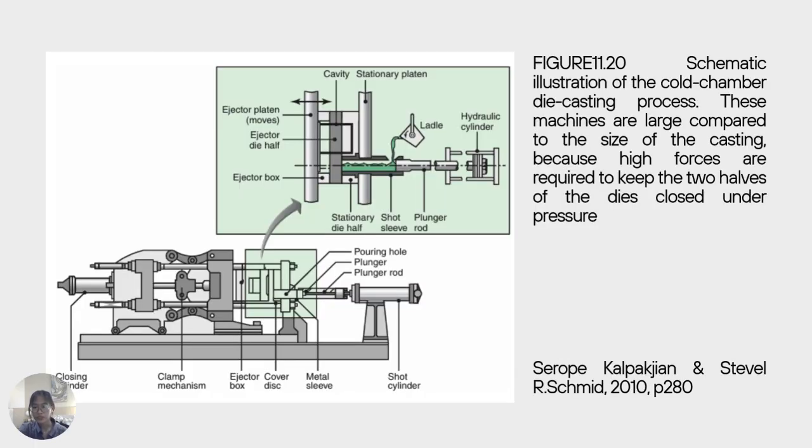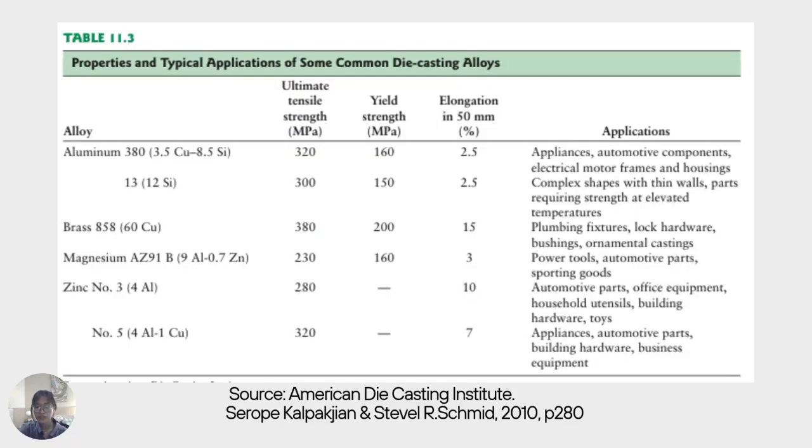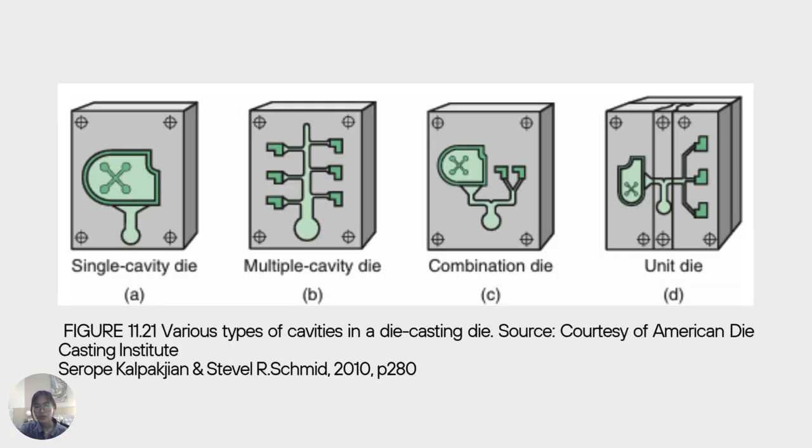Figure 11.20 is also a schematic illustration of the cold chamber die casting process. These machines are larger compared to the size of the casting because high forces are required to keep the two halves of the dies closed under pressure. Now here we have table 11.3, which shows the properties and typical applications of some common die casting alloys. This is also an example of the different types of cavities in a die casting die. There is a single cavity die, a multiple cavity die, a combination die, and on the very right is the unit die.